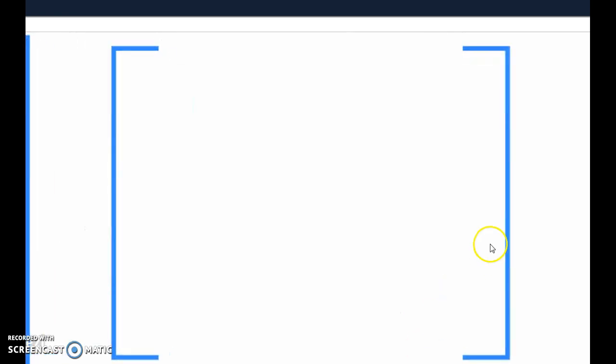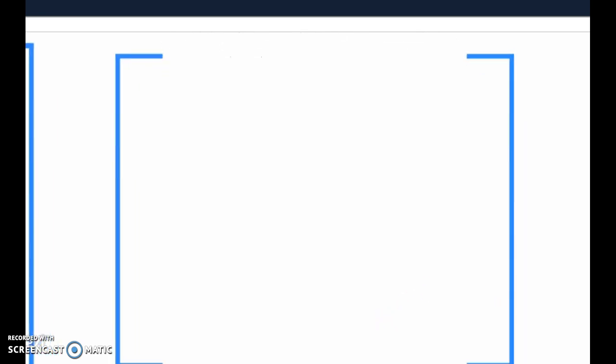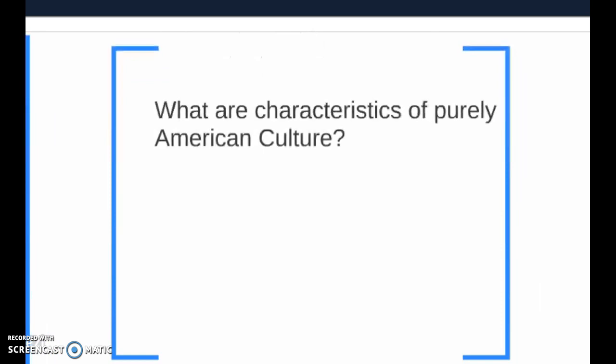American culture. So what is purely American and not European? Okay, and what are characteristics of purely American culture? Can you guys give me an example of what you see that Americans are truly different at? And a good way to look at this is behaviors in Mexico versus behaviors in the United States. Well, what examples would you guys give me?